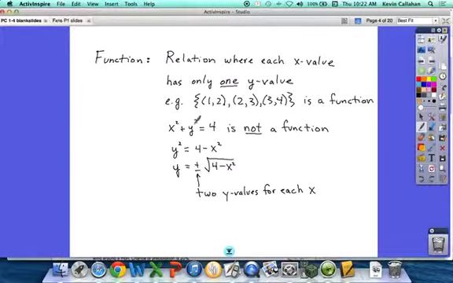Could you also just always solve for y? Sure. It's just that if I had this problem, I wouldn't bother solving because I know what's going to happen in the last step. I'm going to put a plus or minus in there. But if you want to, that would work.